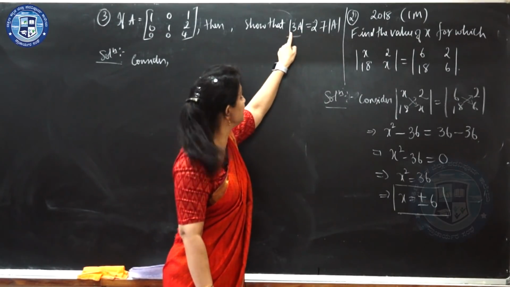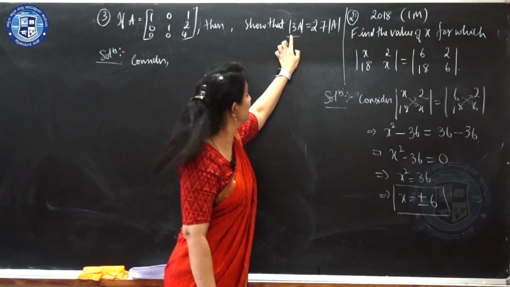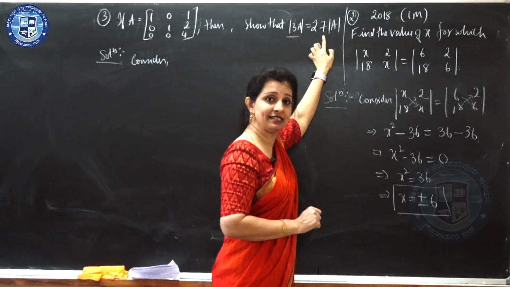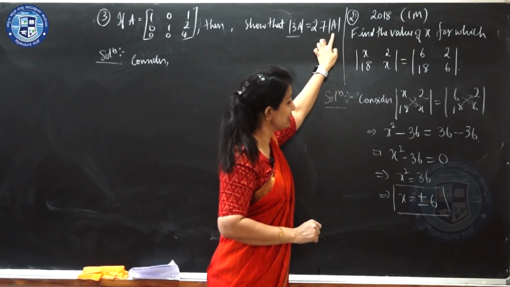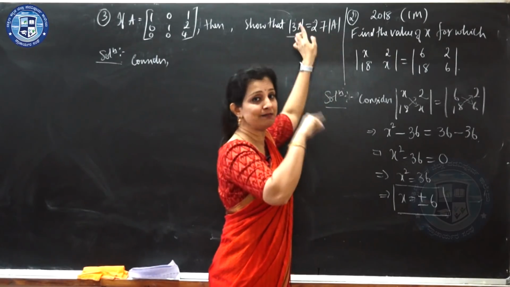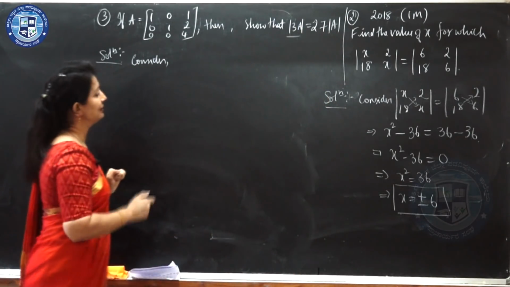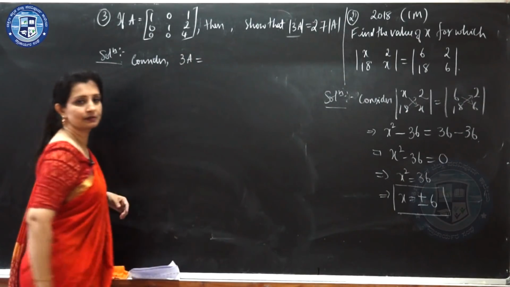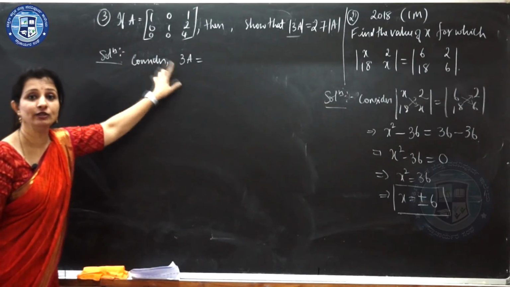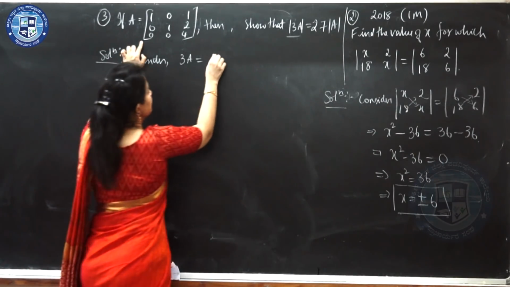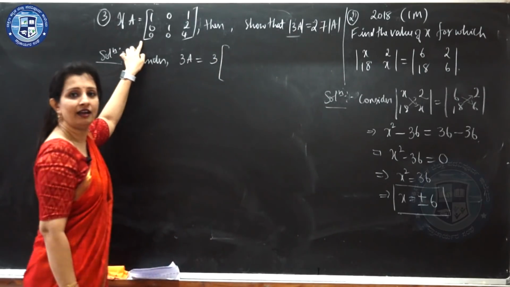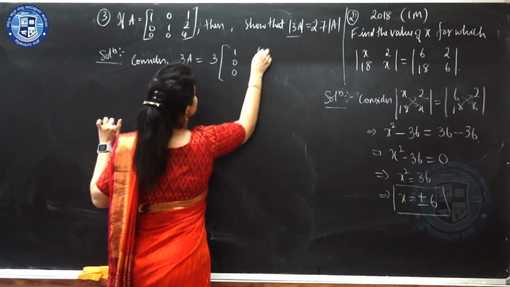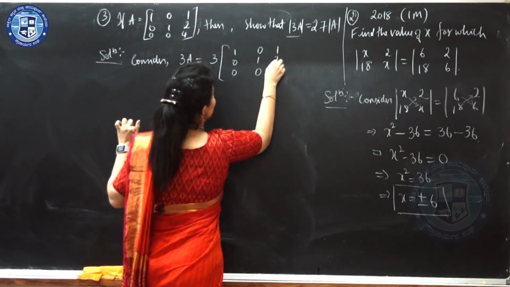First multiply 3 to the matrix A, you will get 3A, then the determinant of this is equal to 27 times determinant A. So first find out determinant A, then multiply 27 to it. So what is 3A? Consider 3A equals, A value is given, find out 3A. So 3A is 3 times the matrix A. Matrix A here is 1 0 0 0 1 0 1 2 4.